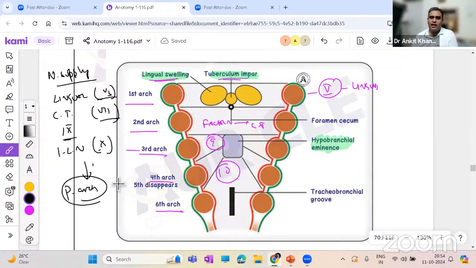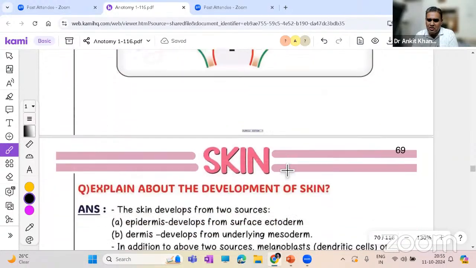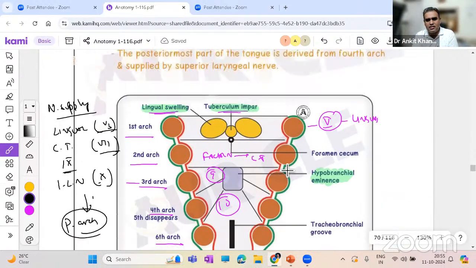This is how we connect and understand the human body. And that makes the subject one of the most interesting subjects on the MBBS course. That's it, right? Now let's come to the skin part. Okay, so tongue part, at least remember this.